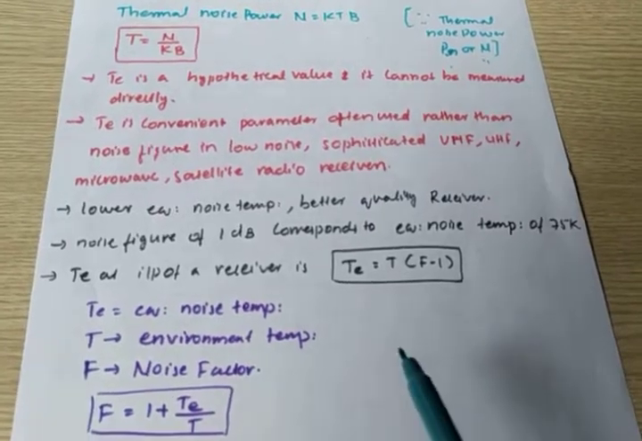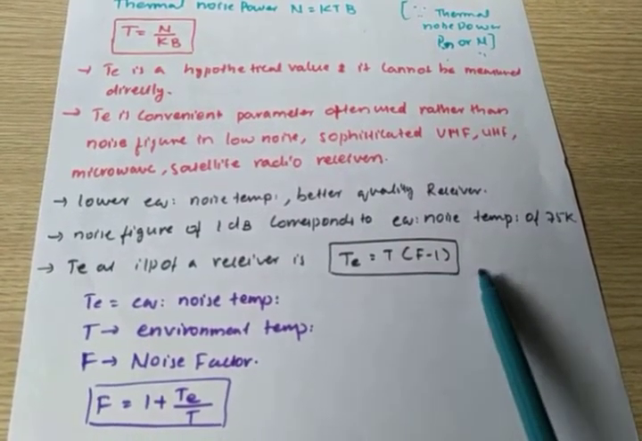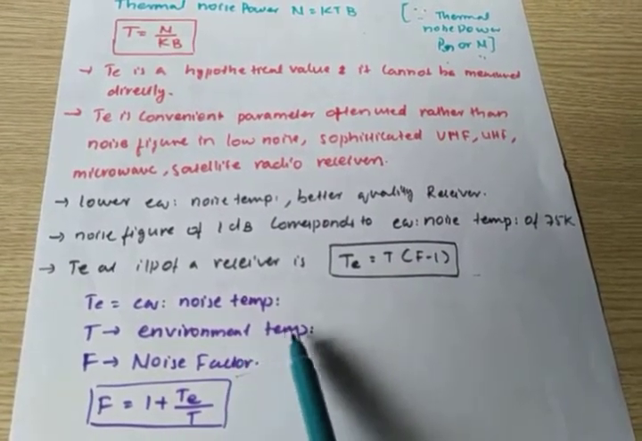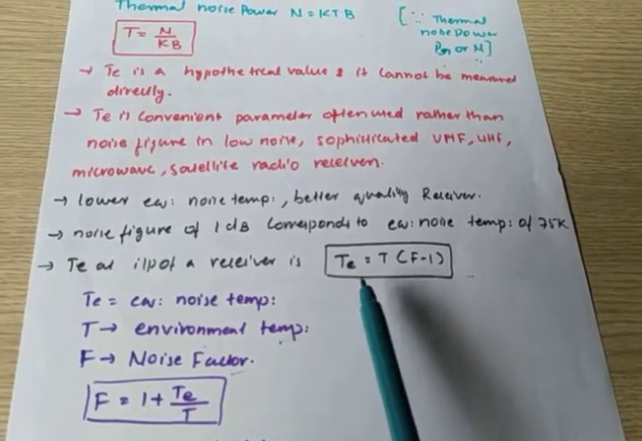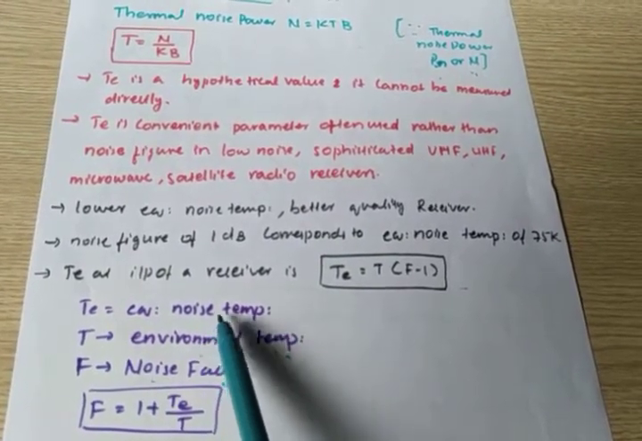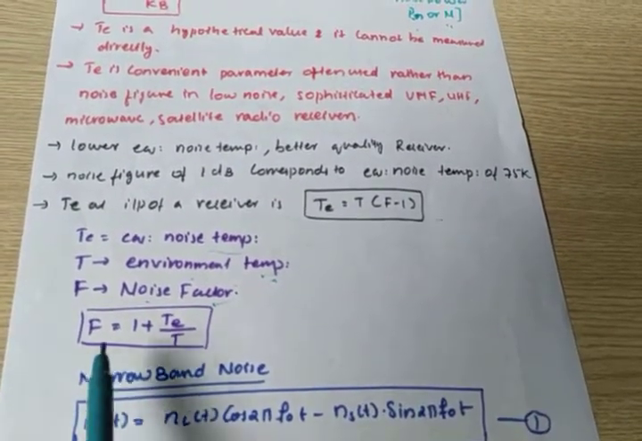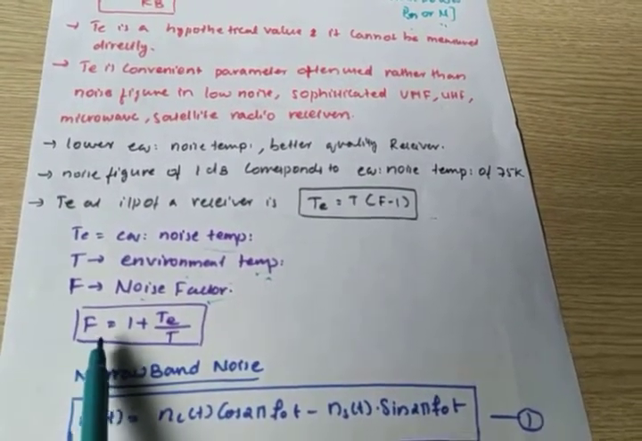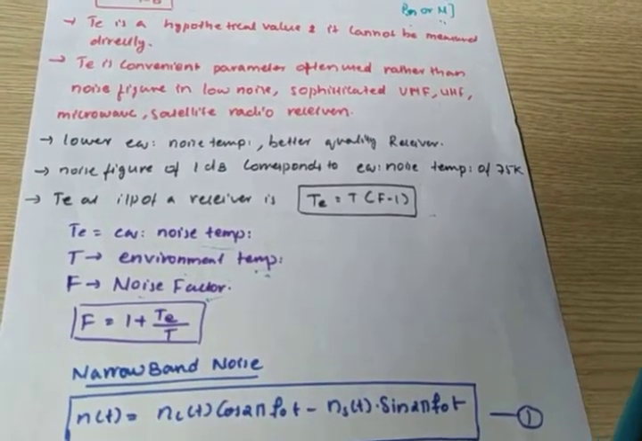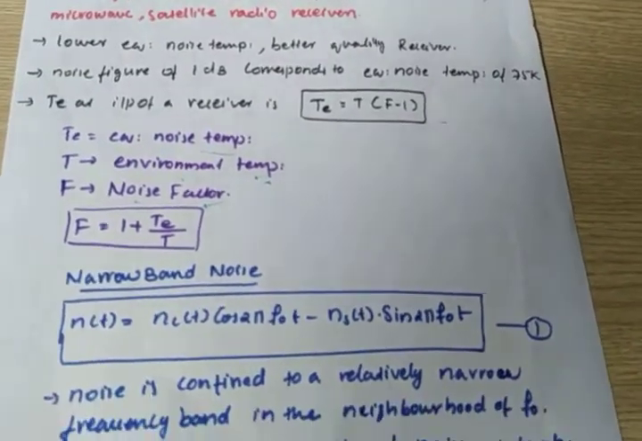The noise equivalent temperature of a receiver is represented as Te = T(F - 1). We know that F is the noise factor, T is the environmental temperature, and Te is the equivalent noise temperature. From this equation we can write the noise factor F = 1 + Te/T. These equations are very important. They may ask problems related to this.